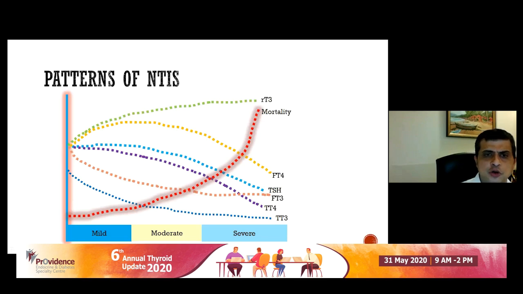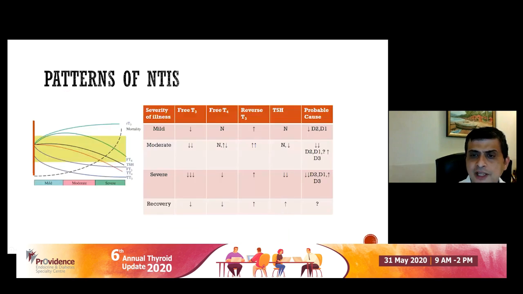So this slide shows all the different patterns of non-thyroid illness. You can see the reverse T3 is usually high. You will see that the TSH usually comes down, the total T4 comes down, the total T3 comes down. Most of it is down, but after the illness, you can see the TSH can go up during the recovery phase.